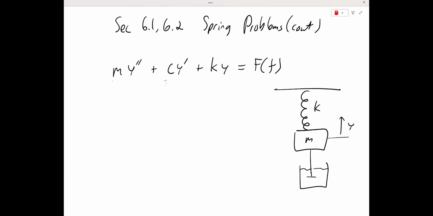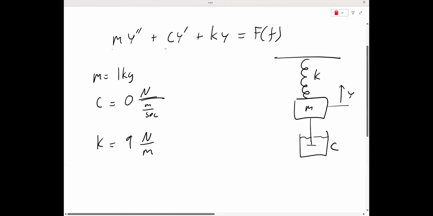But anyway, let's say we have this here, and this is the c down here. m is equal to 1 kilogram, c is equal to 0 newtons per meter per second, and k is equal to 9 newtons per meter. Okay, so that's the information there.